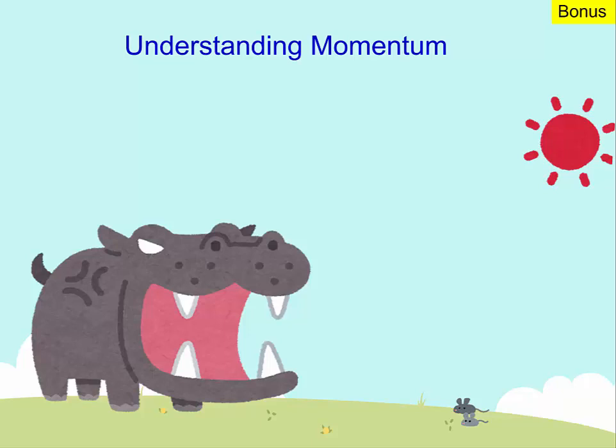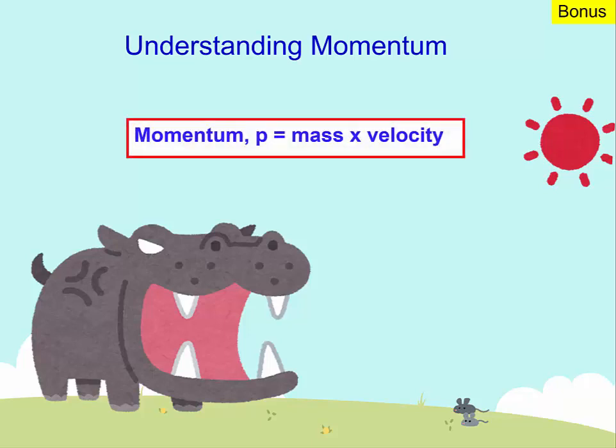We all know it's because it's much bigger, it has more inertia, right? But in the physics sense, we say it has bigger mass. Why does bigger mass cause more damage? Because bigger mass has bigger momentum.